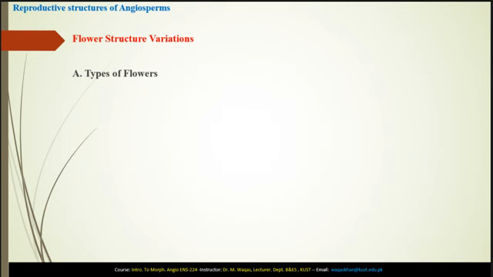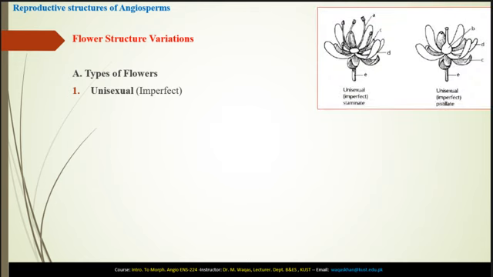The next topic is the changes in the flower structure, meaning the variations in the flower structure. Among those, the first are the variations that impact the type of flowers. Among the types of flower, the first one is the unisexual flower. As you can see in this figure, we can also term the unisexual flower an imperfect flower. So what is an imperfect flower?